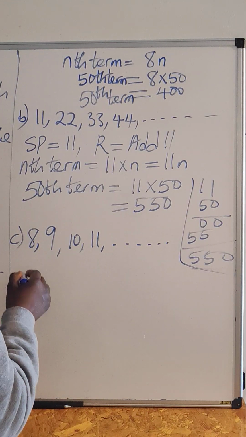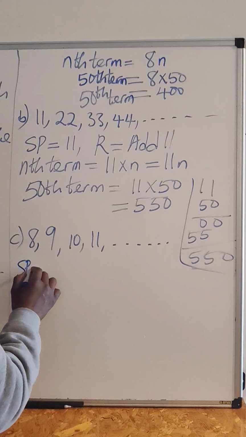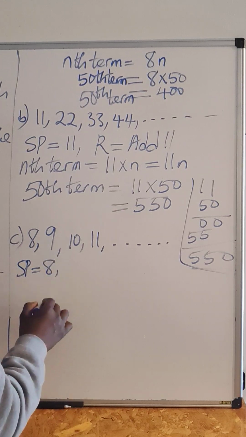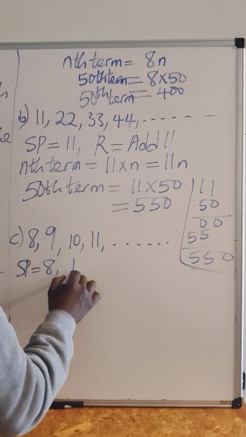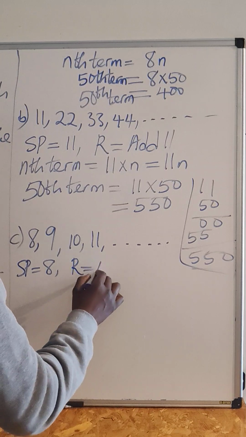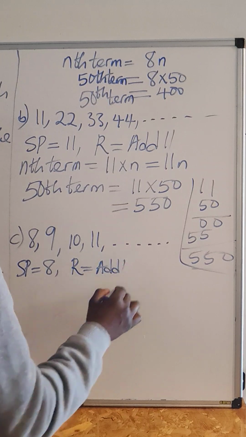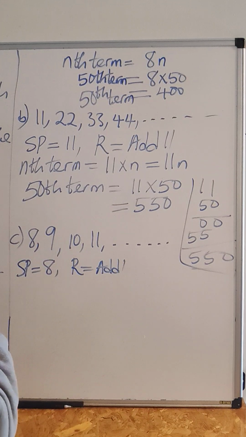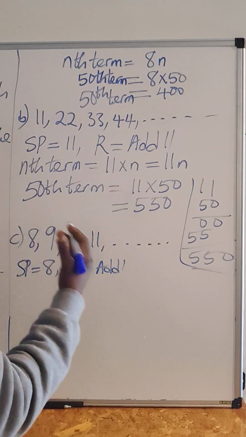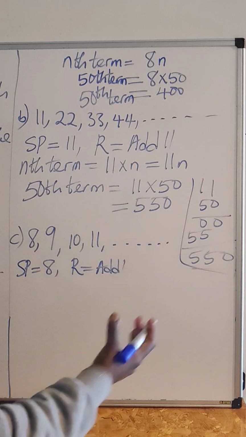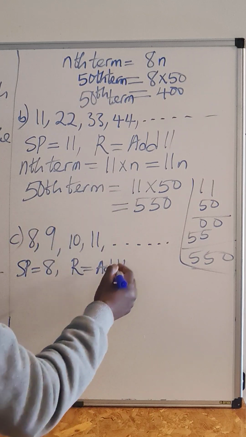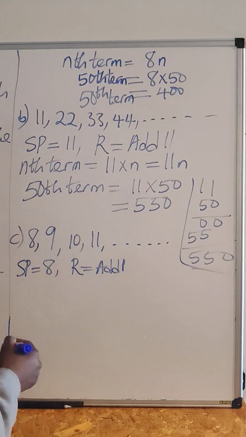And the first term here, which is the starting point, is 8. The rule here is add 1. If we look at it, we discover adding 1 gives us the next term. You add 1, get the next term. So the rule is add 1.